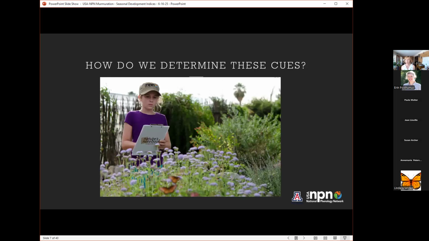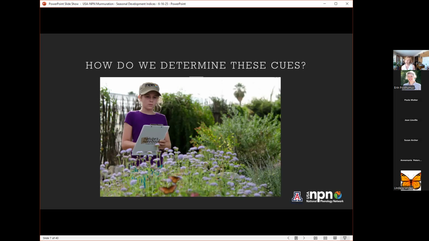Okay, so really, how do we determine these cues? To be honest, it has everything to do with keeping track of when stuff happens, taking observations. That is the most fundamental piece of information. Knowing when and where something happened is critical. It's the first place we start for being able to figure out what are the conditions that are associated with that event occurring.